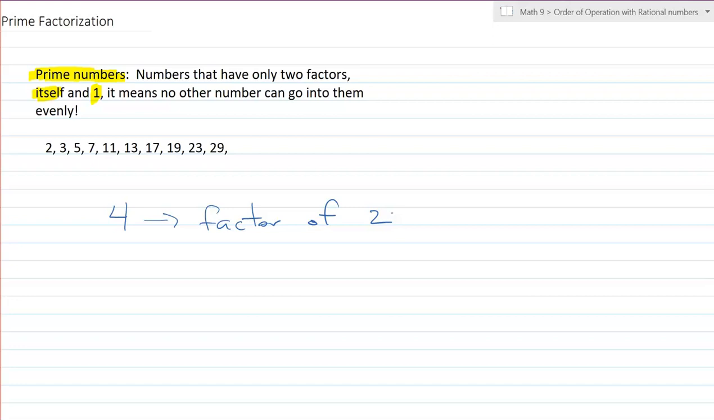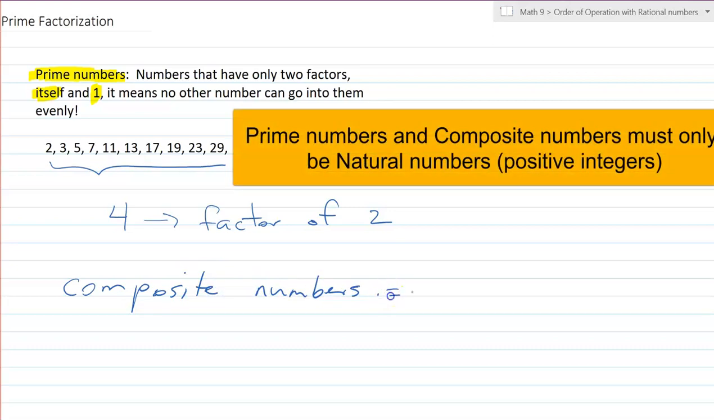All right. So we're going to use these numbers to write any other numbers. They're called composite numbers. Any numbers that are not prime numbers are composite numbers. Basically, composite numbers are made up of the multiples of prime numbers, and that's what we're going to do. So let's look at some examples.